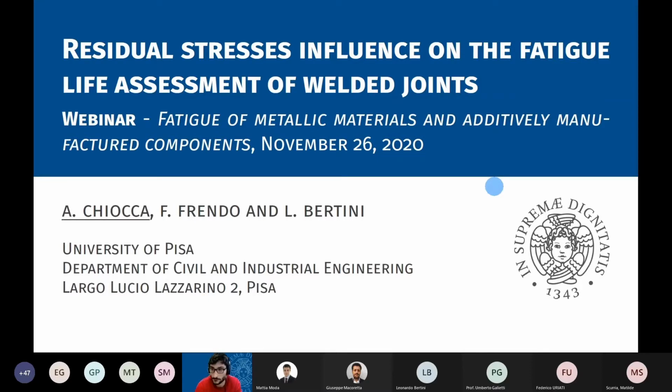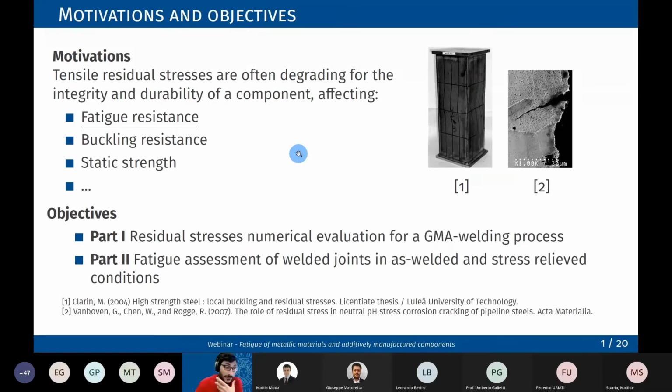So, why are residual stresses important? I want to highlight that I'm talking about the residual stresses generated by a thermal process. So a thermal gradient that is generating residual stresses, as for example, in additive manufacturing or, in this case, welding. Especially tensile residual stresses are important because they are degrading and reducing the fatigue resistance, static strength, or buckling resistance of our components.